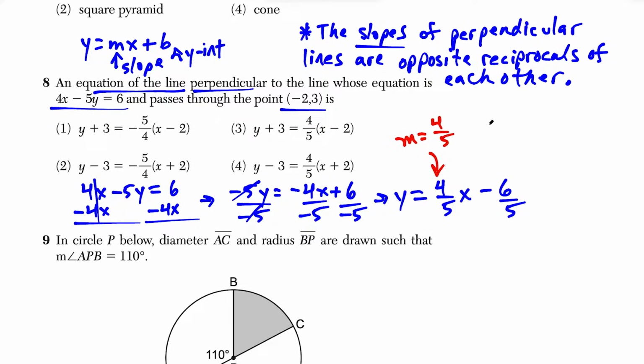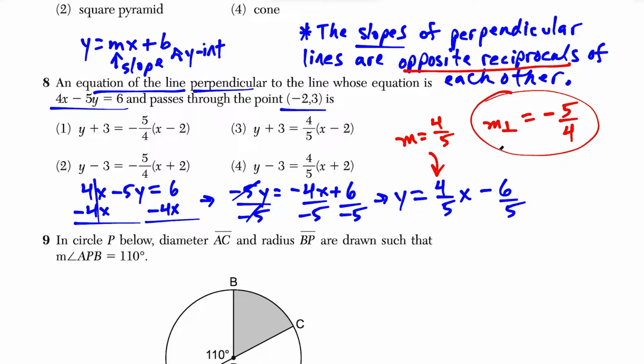So now we're going to find the slope of our perpendicular line, and to find the slope of our perpendicular line, we have to use this idea that the slopes of perpendicular lines are opposite reciprocals of each other. So to find an opposite reciprocal, the first thing you do is change the sign. So we have a positive slope, so our perpendicular slope is going to be negative. And then when you find the reciprocal, you just flip whatever number you have. So we're going to flip this fraction, and it's going to become 5 over 4 like this. So our perpendicular slope is going to be negative 5 over 4.